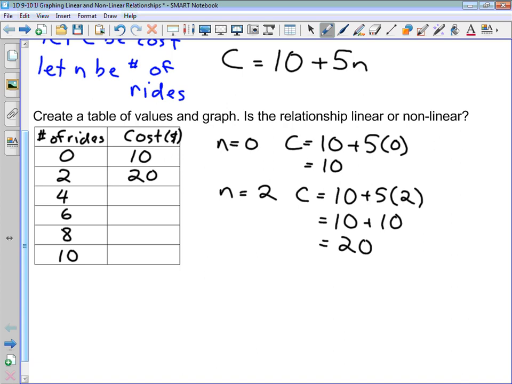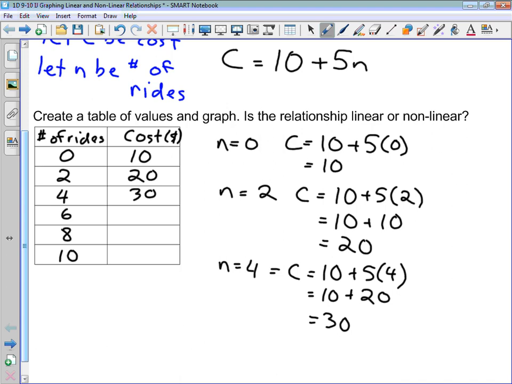Okay. And we could keep doing this. Our next N value is N equals 4. Cost is going to be 10 plus 5 times 4. 10 plus 20 is 30. Okay? But maybe you're starting to see a little bit of a pattern here in this cost column. This is going up by 10. This is going up by 10. So you can sort of imagine that if we go on 2 more rides, we're going to add 10 more onto here. Then 2 more rides, add another $10. Another 2 rides, we add another $10. So that finishes off our table.